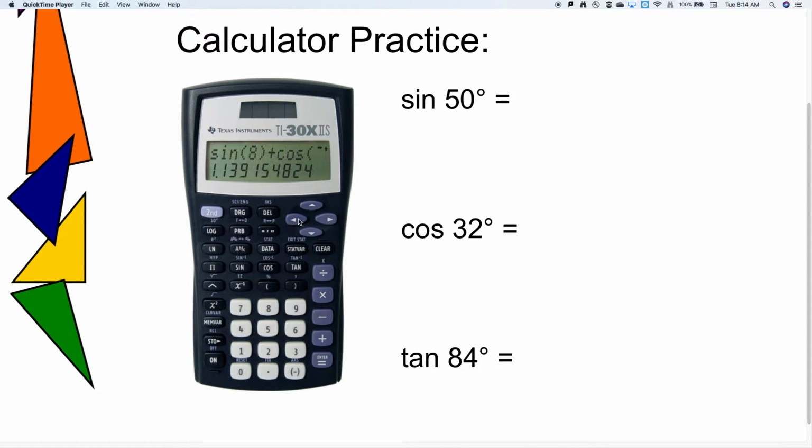So type these into your calculator: sine, cosine, and tangent. If you have a scientific calculator, you should be able to locate those buttons and help each other out if you need to. I'm going to just put my answers up so that you can see if your calculator is giving you the same thing, and you'll call me over if it's not.